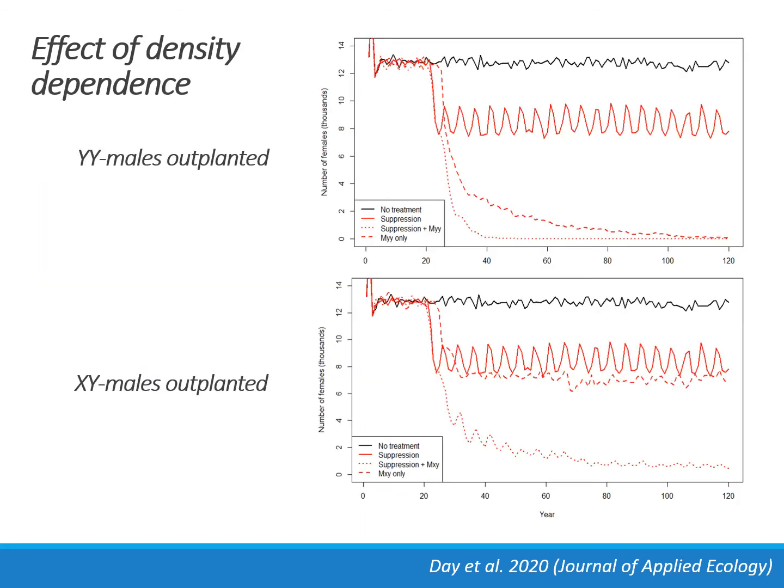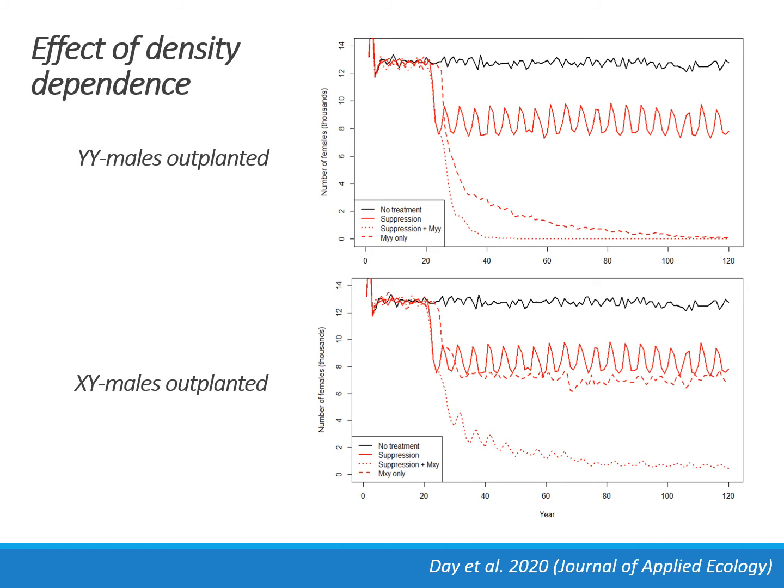So with these figures here, I want to talk a bit about the effect of density dependence. We found that the density dependent effect of putting thousands of YY male fish into the system every year had a huge effect on mortality due to competition, density dependence. And the only difference between these two figures, what you're seeing are various treatments, and you're seeing population size of wild brook trout over time. And in the top figure, we're outplanting YY males, and in the bottom figure, we're outplanting XY males. So you wouldn't expect in that case any shifting of sex ratios in the wild population.